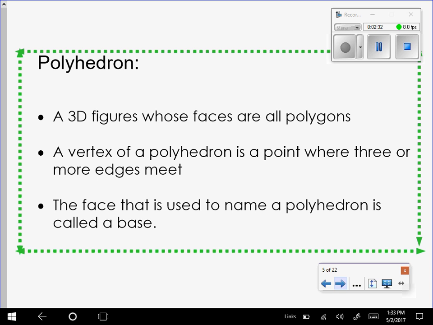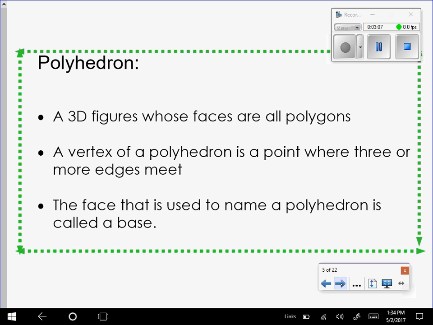Okay, a vertex of a polyhedron is a point where 3 or more edges meet. So I can't draw a polyhedron very well. So if you want to see what a vertex would be, go up, grab one of the polyhedrons that I brought into the classroom, and you can see where those edges meet. Okay, you're going to see that 3 of them come together to make a point, and that would be a vertex. And then a face is usually what a polyhedron is named after, and that's called our base. So again, make sure to have that written in your notes.